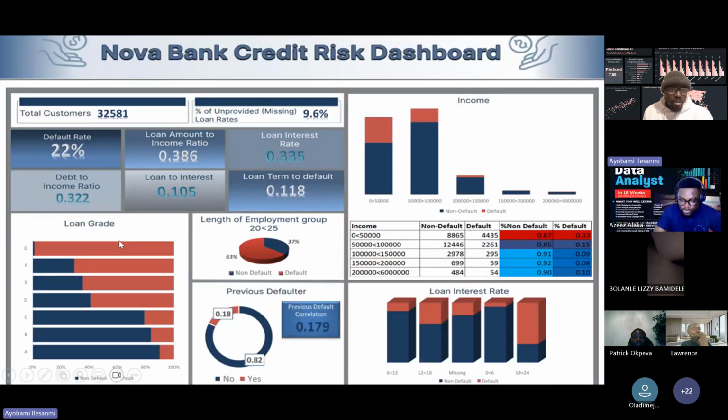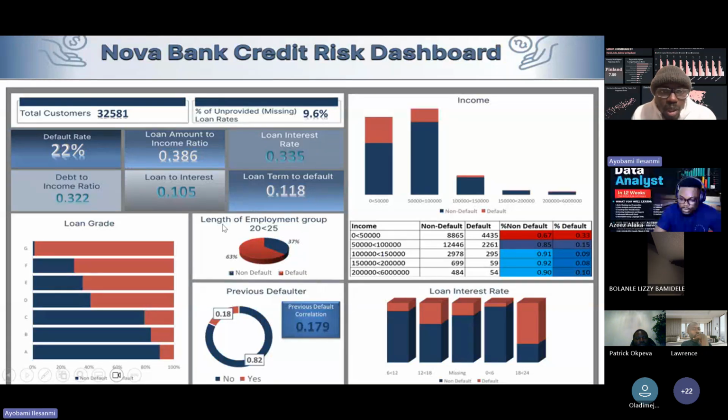Now, loan grade. So we have these loan grades A, B, C, D, E, F, G, and from these charts we can see that G is the group that has the highest risk of default, followed by F, E, and D, as we can see in this chart.